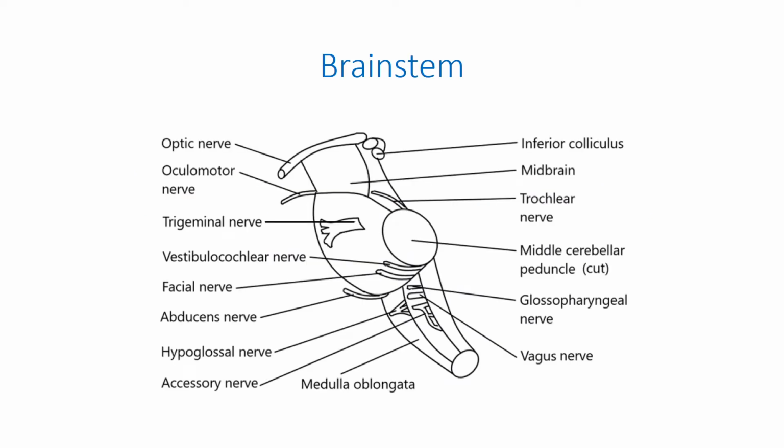The brainstem consists of the medulla oblongata, pons, and midbrain. Inferiorly, it is continuous with the spinal cord, superiorly with the diencephalon. Posteriorly, the brainstem is connected to the cerebellum by the superior, middle, and inferior cerebellar peduncles. Several cranial nerves, from the 3rd up to the 12th, emerge from the surface of the brainstem.